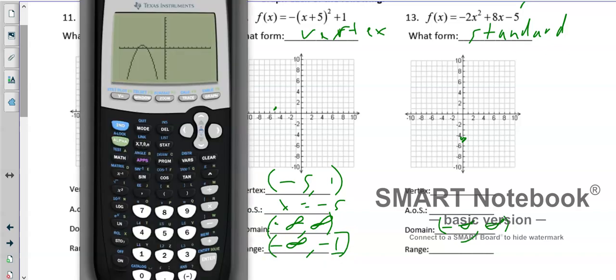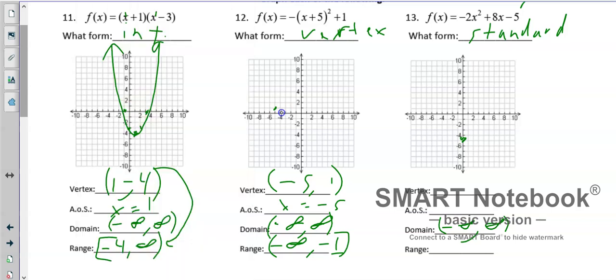And now we just need some points to put on there. So there's our vertex at -5, 1. So -4, 0, and -3, -3. -4, 0, -3, -3. And then we just do mirror image at -6, 0, and -7, -3. And if you want to be more exact, you can put more dots on there.